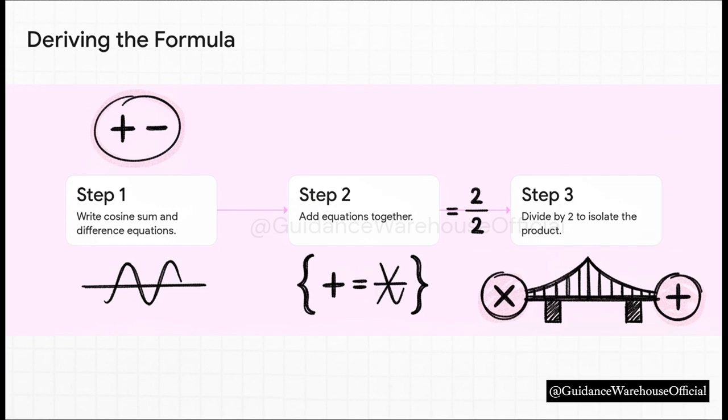We'll start with the basic sum and difference identities for cosine, the ones you already know. Next, we literally just add those two equations together straight down, top to bottom. And if you look closely, notice how the positive and negative sine terms just naturally cancel each other out entirely. It's so clean. Finally, we just divide by 2 to isolate our product, which is cosine alpha times cosine beta. And just like that, we've built a bridge. We've gone from multiplication on the left side to addition on the right side.